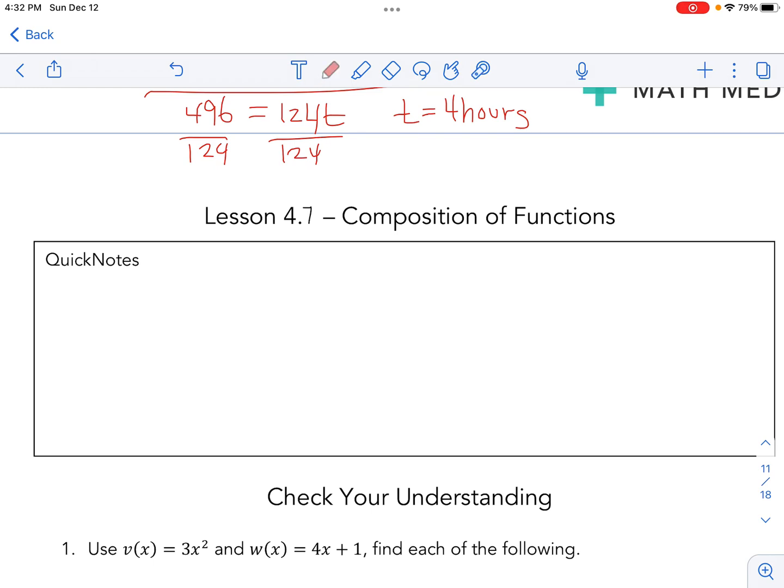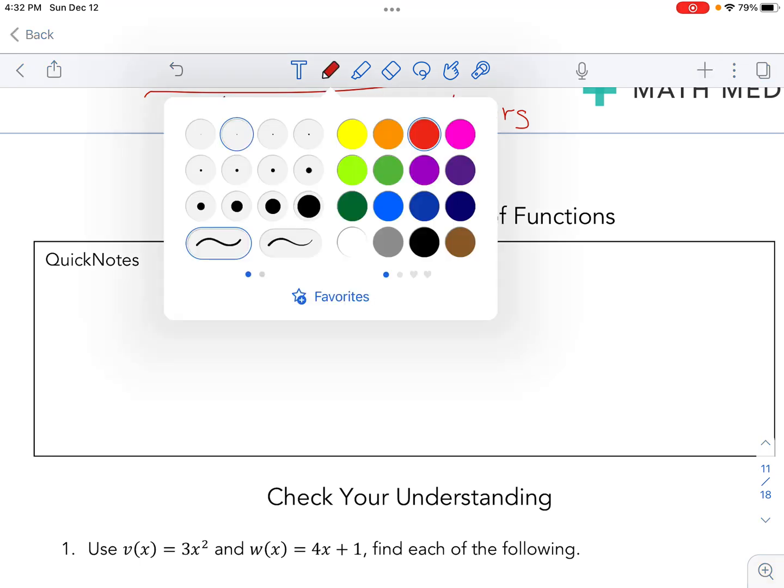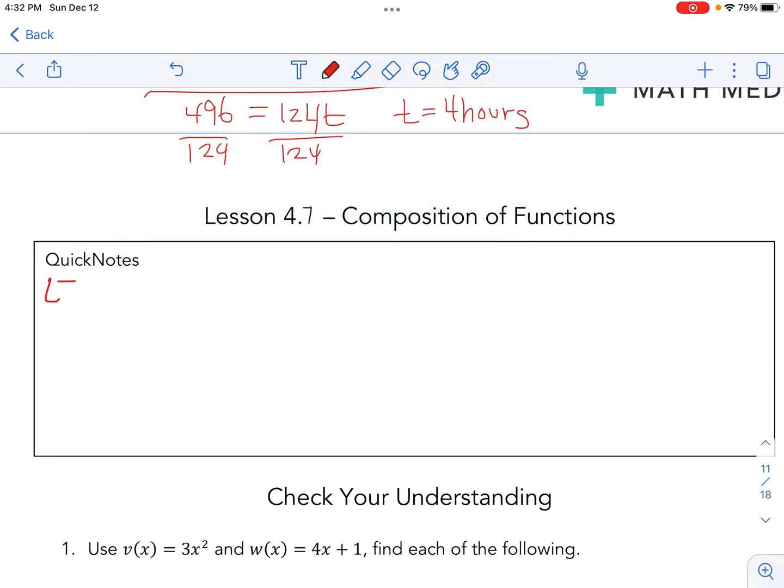So as far as the quick notes go, the learning target number one here is creating a composition of functions. So, composition of functions.